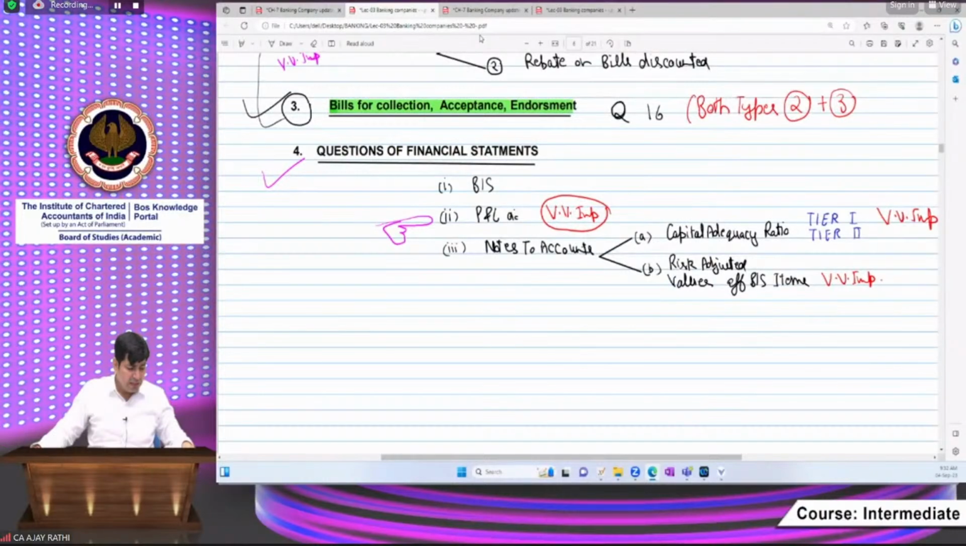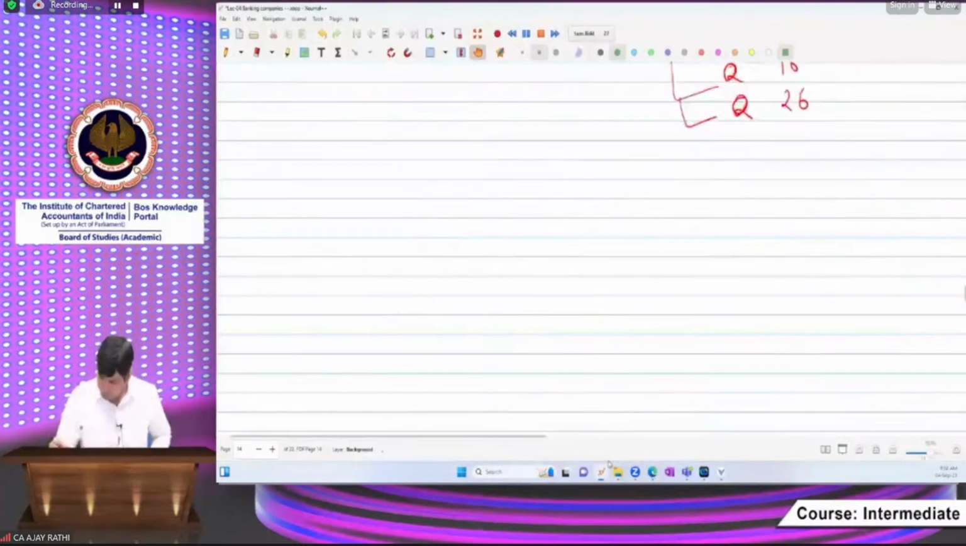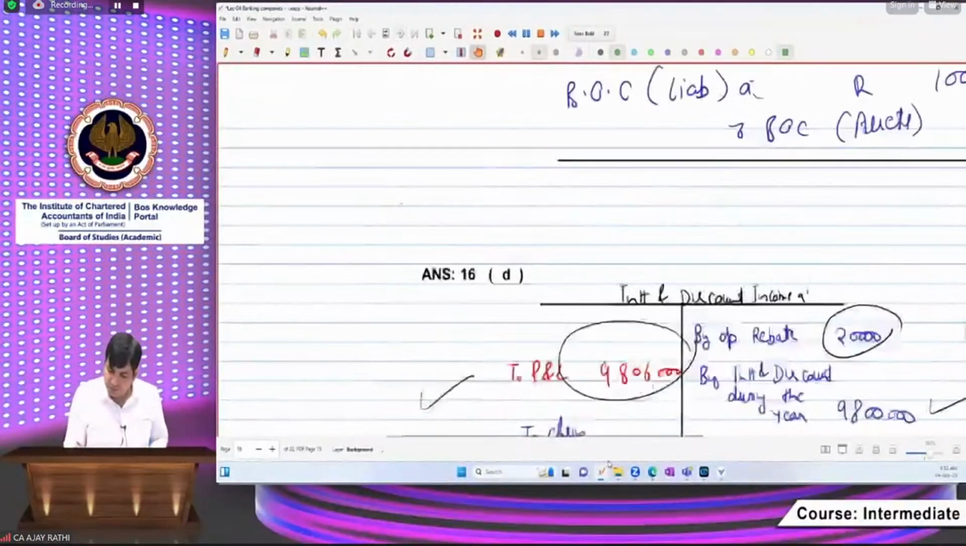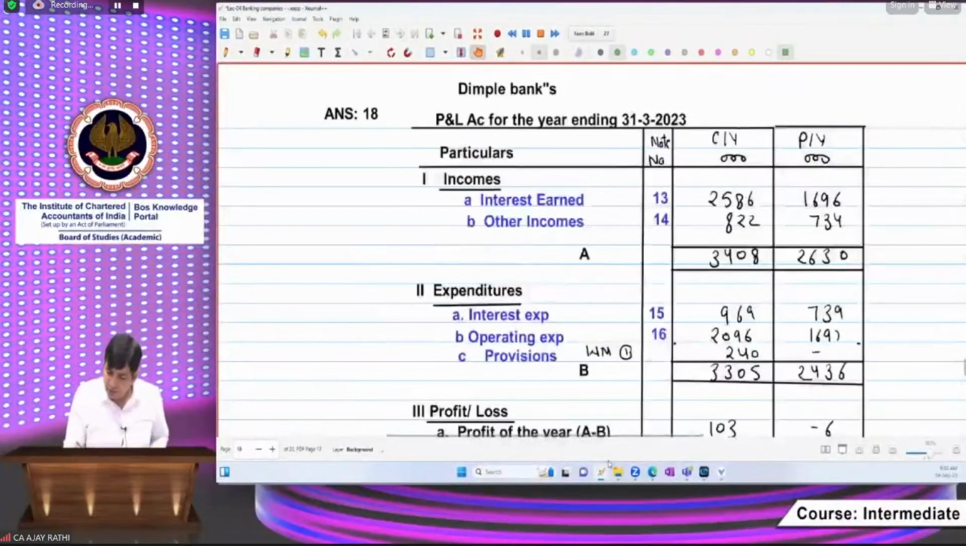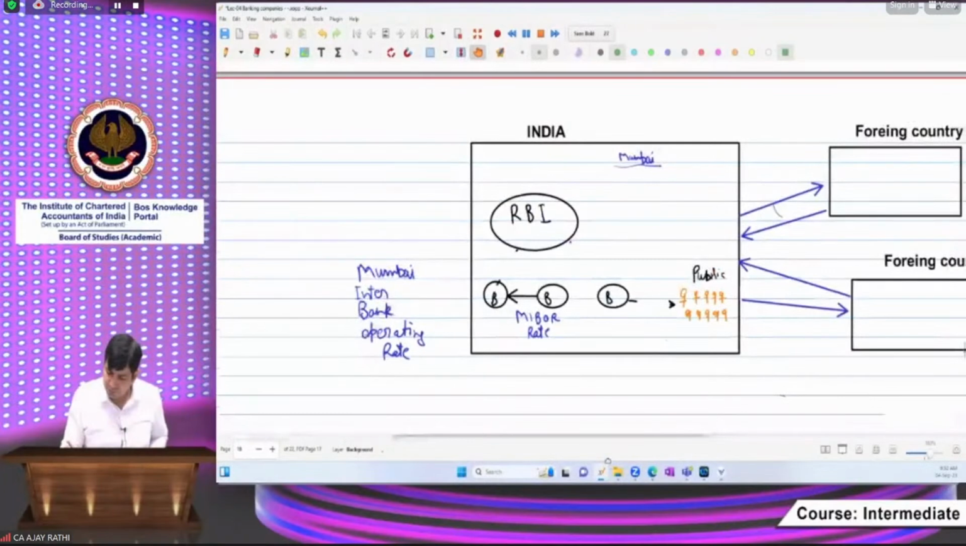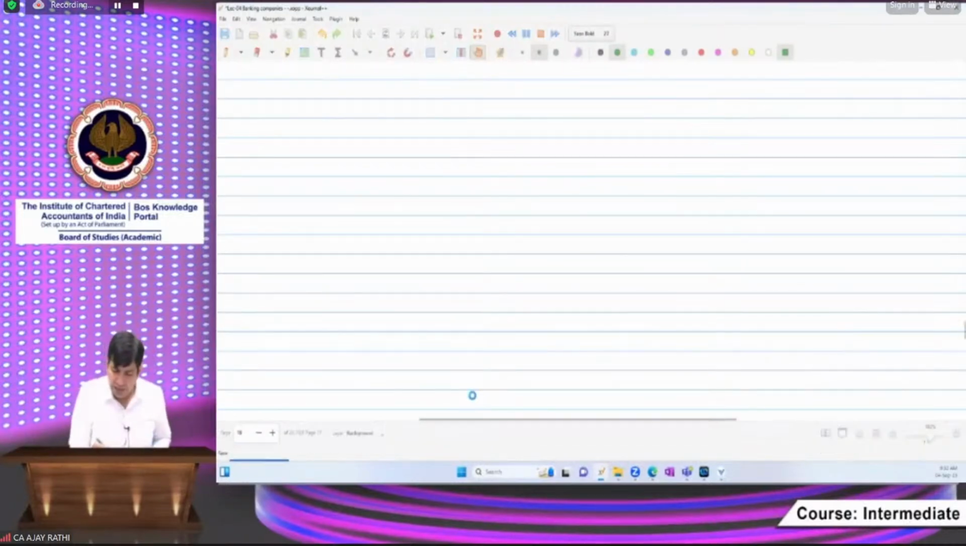Please read carefully the balance sheet format. The balance sheet format is also there. Please read that carefully. I am giving you all one homework, because we shall be practicing the questions in the next class.